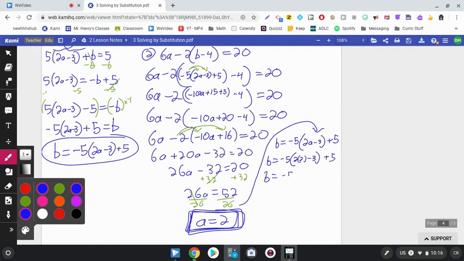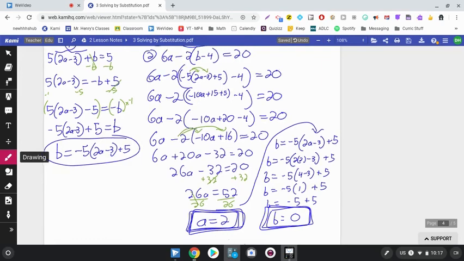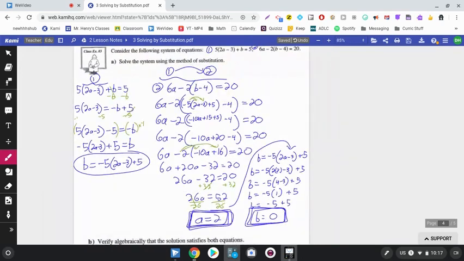Simplify that bracket. It's a BEDMAS question. 4 minus 3. b equals negative 5 times (4 minus 3 is 1) plus the 5. Negative 5 plus 5. Oh, your b value is 0. So a was 2, b was 0, and I'm good. Okay, there's the whole solution. Pretty big, lots of work, but ultimately it's doable.